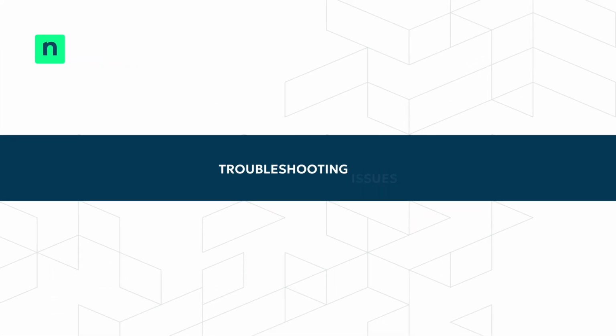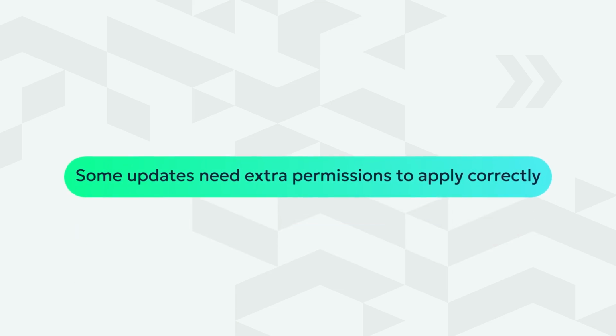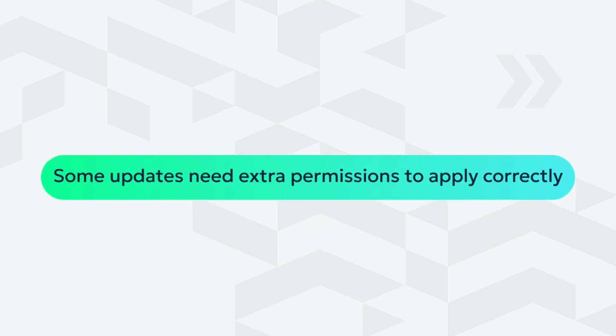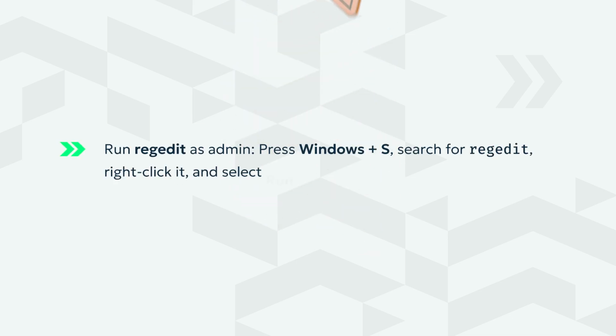Troubleshooting issues. Here are some common troubleshooting issues. Some updates need extra permissions to apply correctly. If your registry modifications aren't working, try these steps. Run regedit as admin. Press Windows plus S, search for regedit, right-click it, and select Run as administrator.